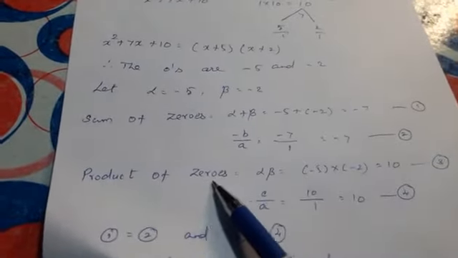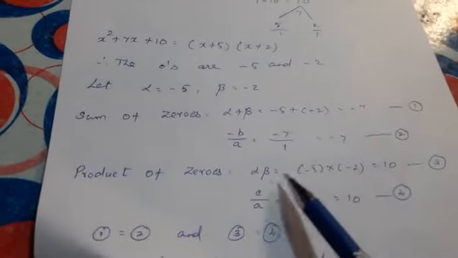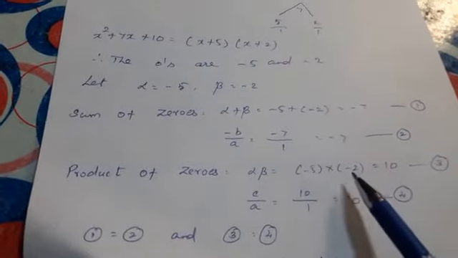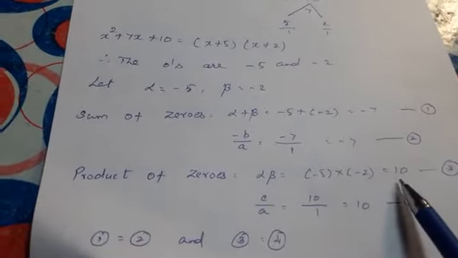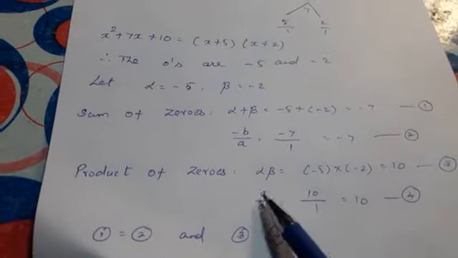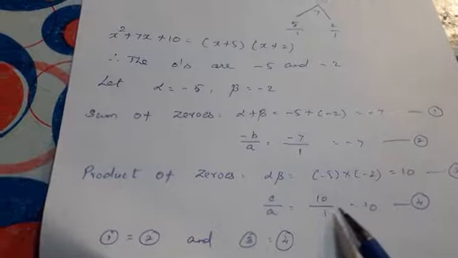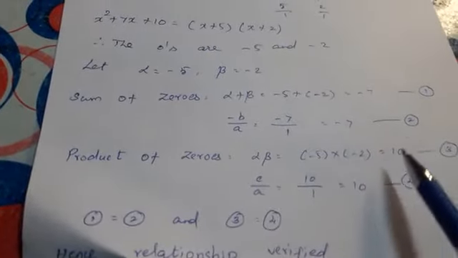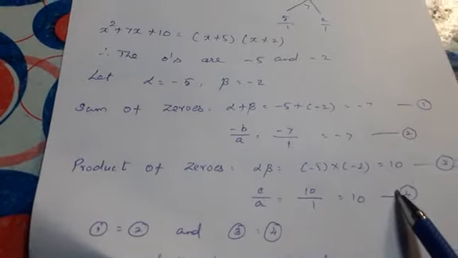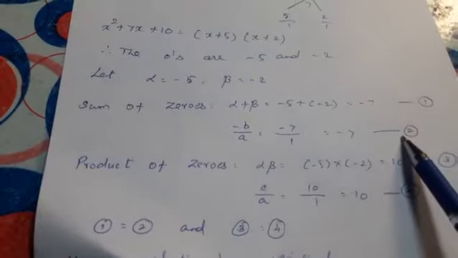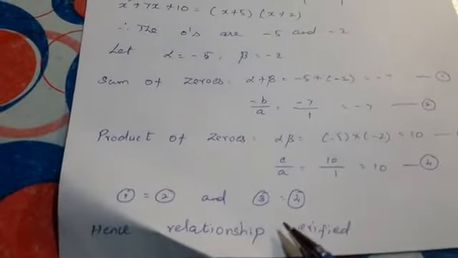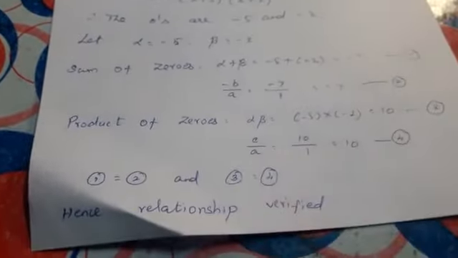And next let us find the product of zeros. That is alpha beta. Alpha is minus 5, beta is minus 2. The product comes to 10. Take it as 3. And c by a, where the value of c is 10 and a is 1, is equal to 10. Take it as 4. So from the four equations we come to know that 1 is equal to 2 and 3 is equal to 4. Hence the relationship is verified.